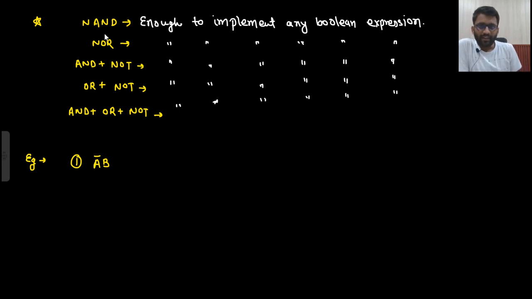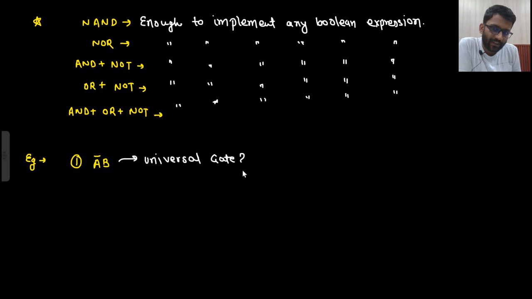So here what I have written, NAND gate alone is enough to implement any boolean function. NOR gate is also alone enough to implement any boolean function. AND plus NOT, that is also alone enough to implement any boolean expression. OR plus NOT, if two gates are given, then also they are enough. AND plus OR plus NOT, they are also enough. Now this gate is given to me, A bar B. Now my question is whether it is a universal gate or not. I have a gate which can implement this function A bar B.